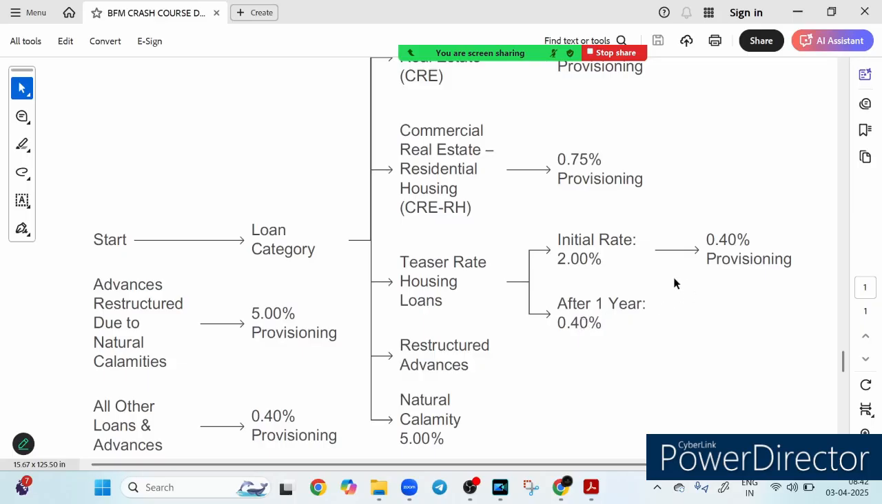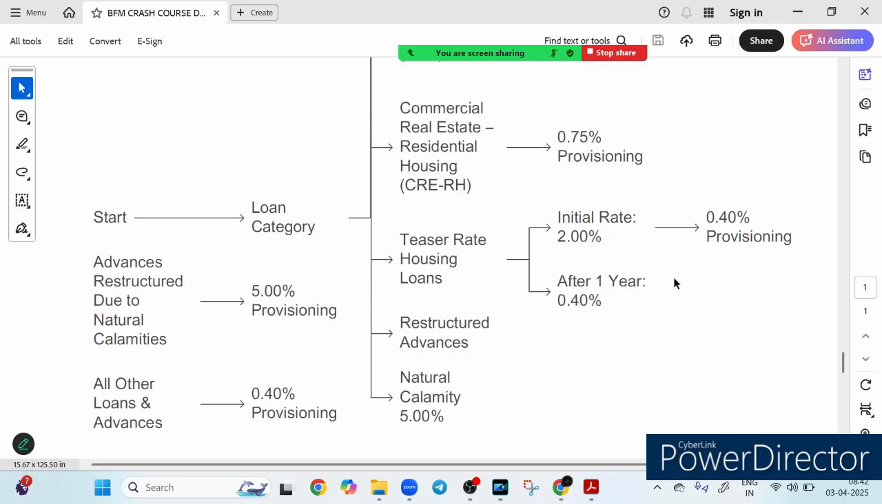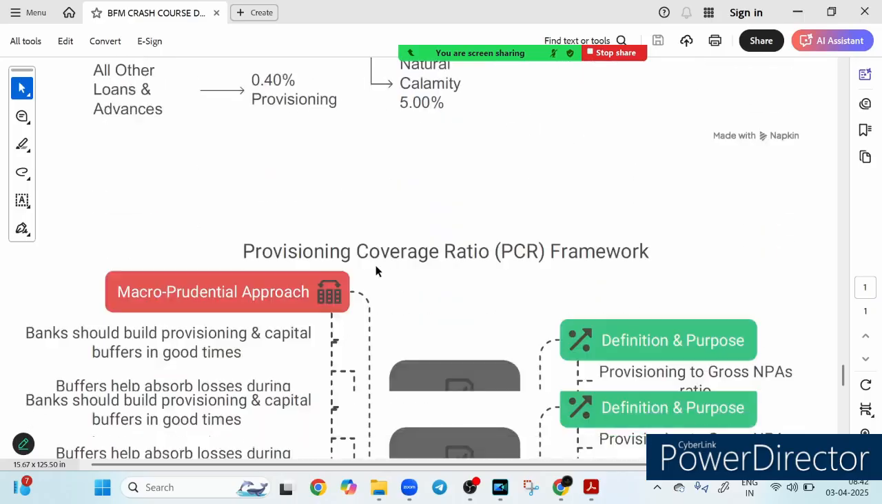If we have restructured advances, loans that are restructured to give the borrower more time to repay, they fall under this category, and the provisioning requirement is 5%. What about natural calamity? There is also 5%. What about other loans and advances? For other loans and advances, the provisioning requirement is 0.40%. These are standard loans not falling under the categories we discussed earlier. So that is the importance of this provisioning.